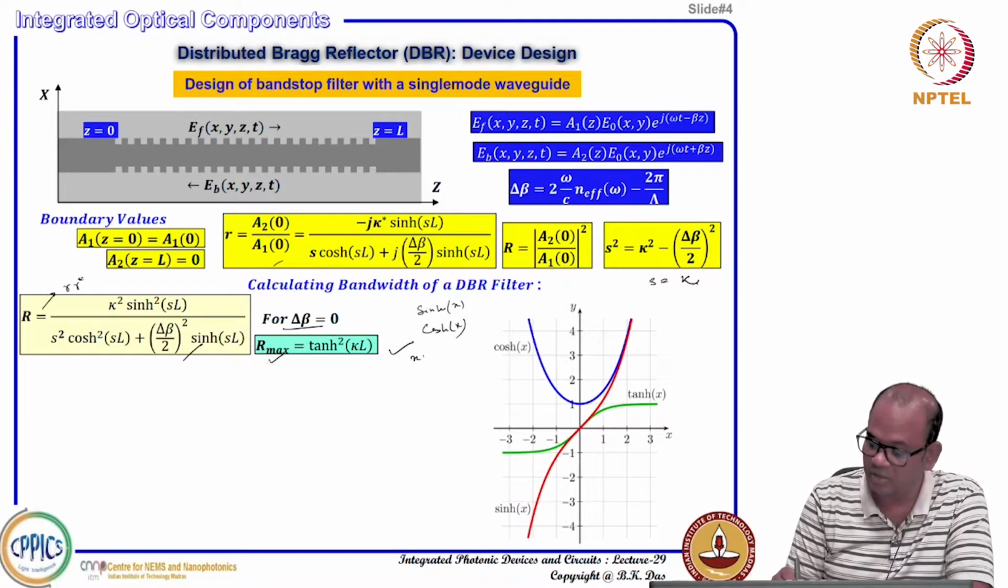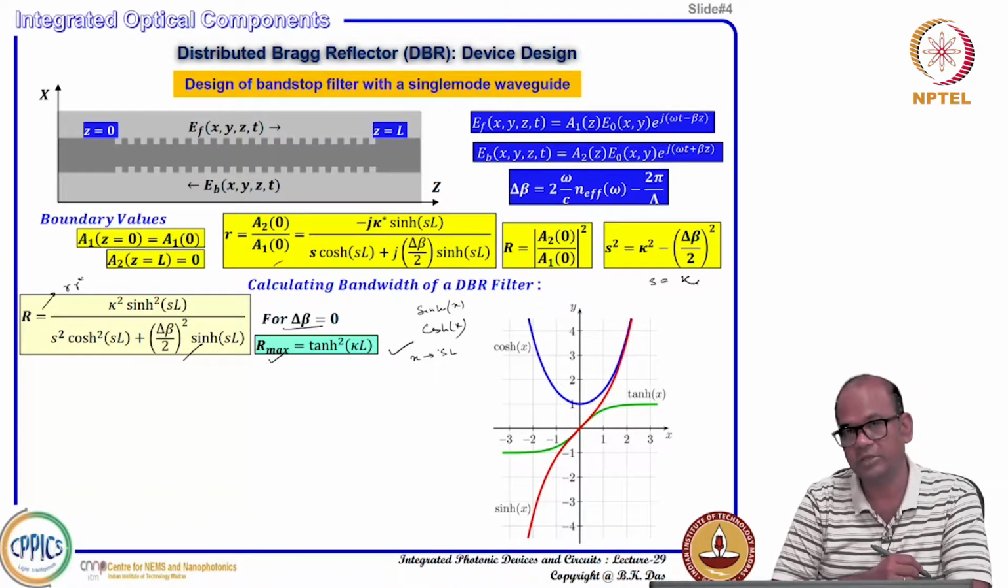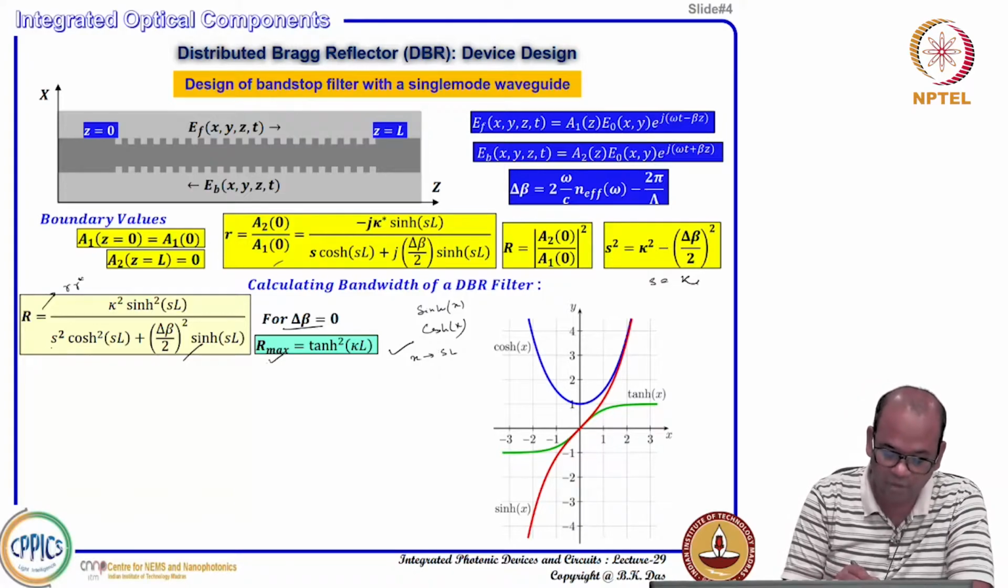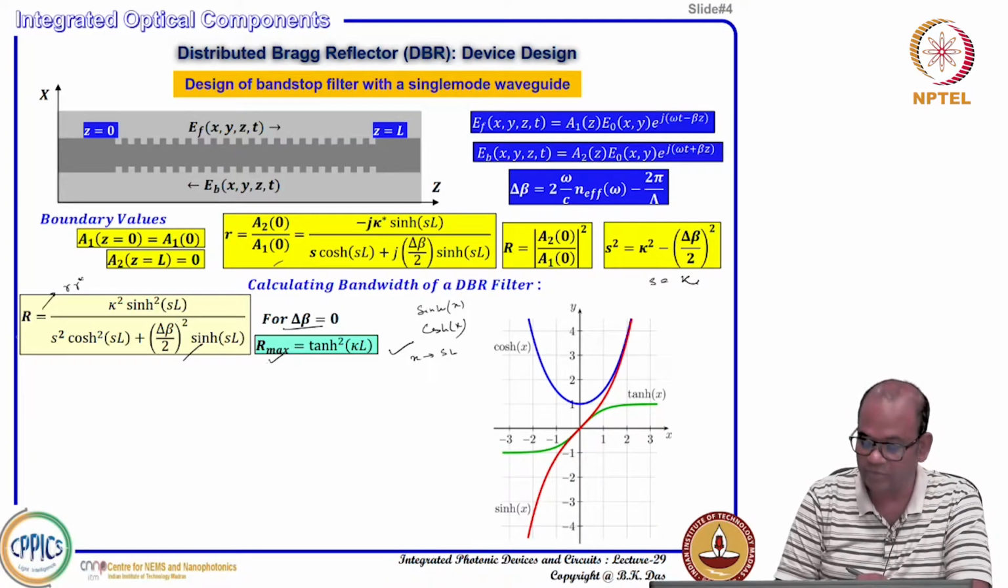X means here S times L, where L is the length of the DBR structure. If I want to analyze how this R varies with delta beta or any other parameter like kappa or length, we need to know how the sine hyperbolic and cos hyperbolic functions look.